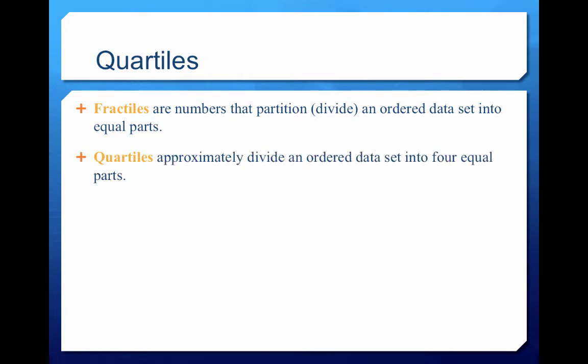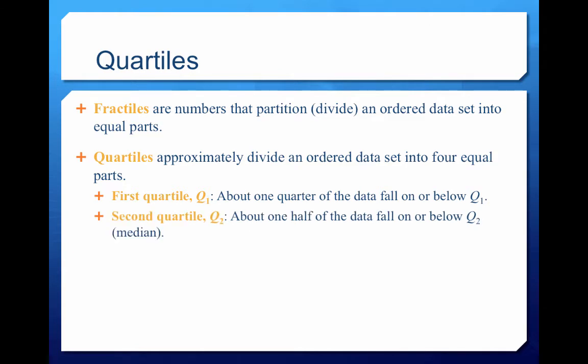The first, and probably the most important one that we'll use, are called quartiles. Quartiles approximately divide an ordered data set into 4 equal parts. There's the first quartile, Q1, which is about 1/4 of the data, all right, it falls on or below Q1. All right, and the second quartile, Q2, this is always going to be the median, you guys. Q2, second quartile, and the median are the same thing because it represents about 1/2 of the data that falls on or below it. And then the third quartile, Q3, well, that's about 3/4 of the data fall on or below Q3.